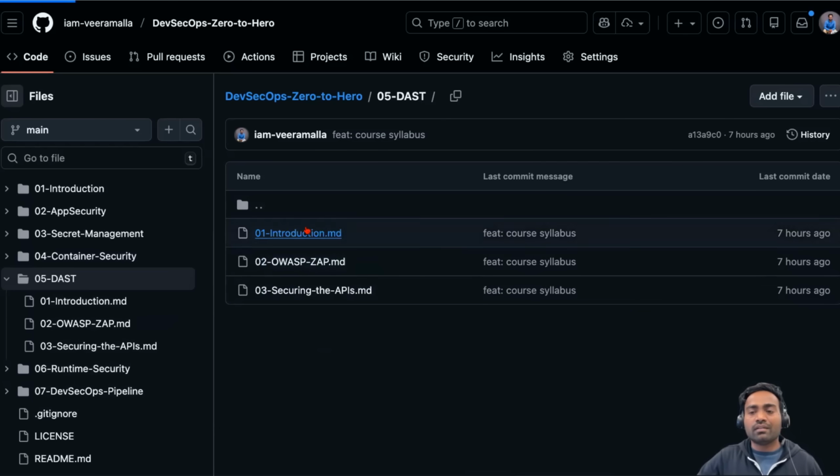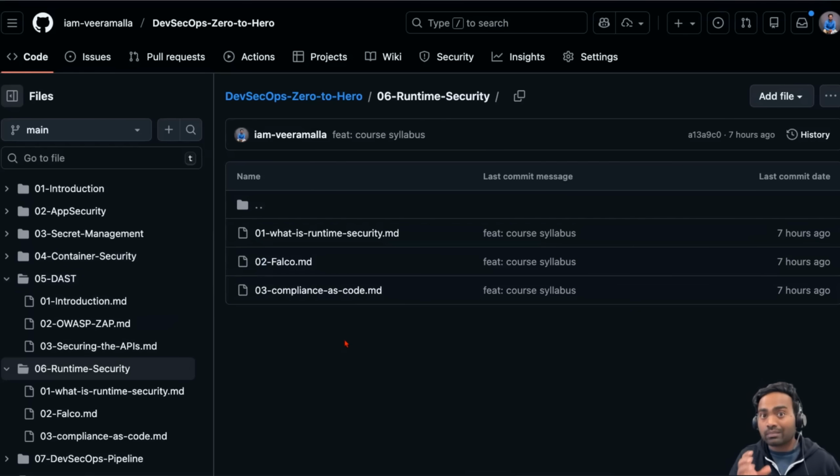Now in day 6, we will learn about runtime security. Till now, everything that we learned was not related to runtime security, but it is also important to secure your application, or at least monitor the security of your application during runtime. So that is where we will learn what exactly runtime security is.